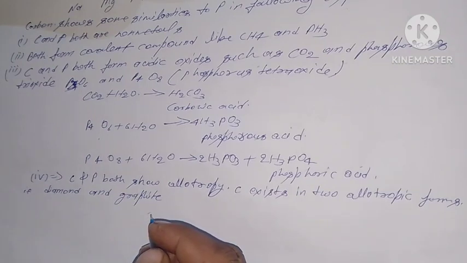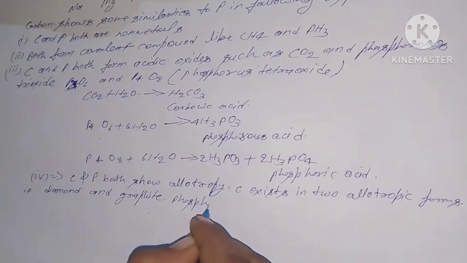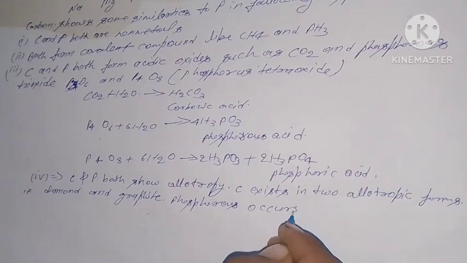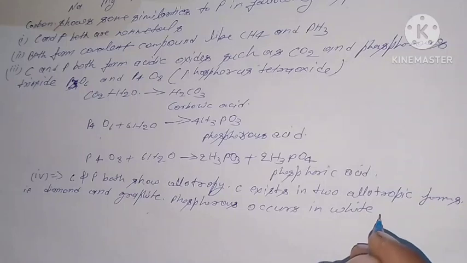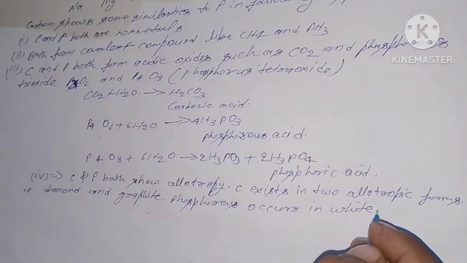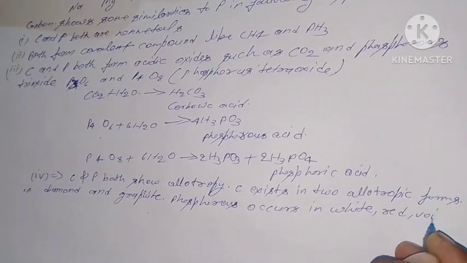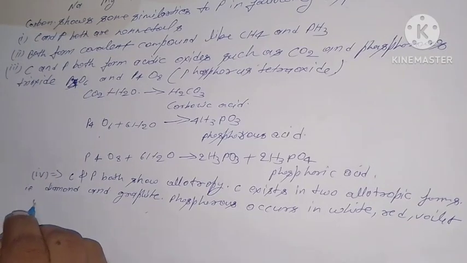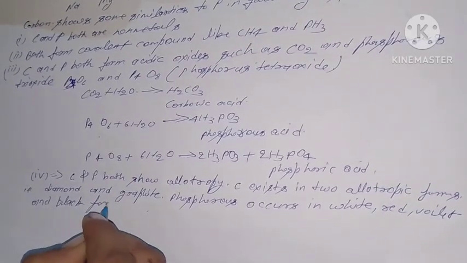Phosphorus occurs in white, red, violet, and black forms.